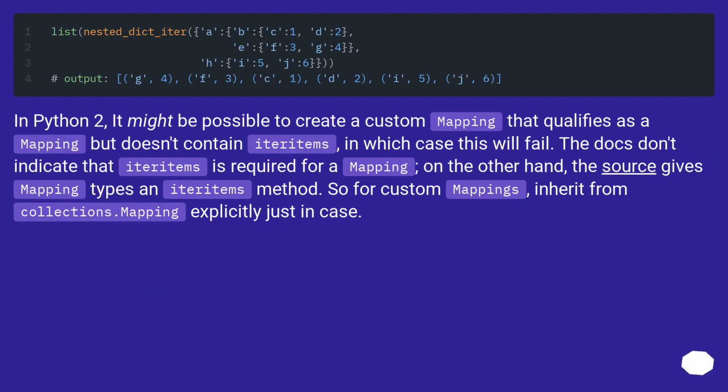In Python 2, it might be possible to create a custom mapping that qualifies as a mapping but doesn't contain iteritems, in which case this will fail. The docs don't indicate that iteritems is required for a mapping. On the other hand, the source gives mapping types an iteritems method. So for custom mappings, inherit from collections.Mapping explicitly just in case.